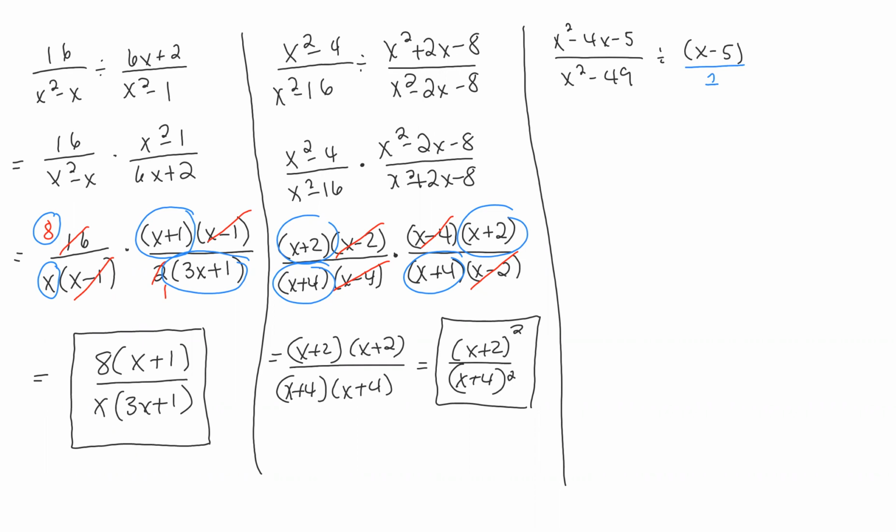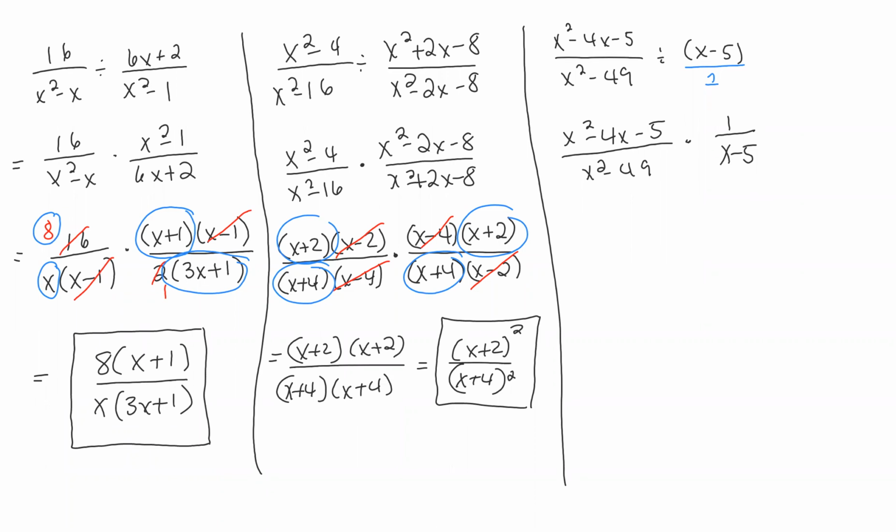So now, when I convert this to multiplication, what it's going to look like is, let me go back to black ink. It's going to look like x squared minus 4x minus 5 all over x squared minus 49 times 1 over x minus 5. Okay? Now from here, we just start to factor.